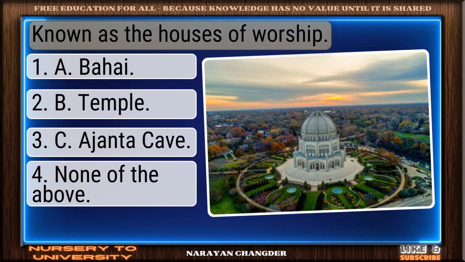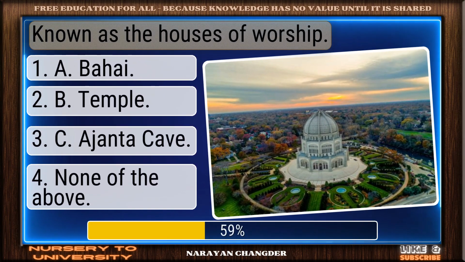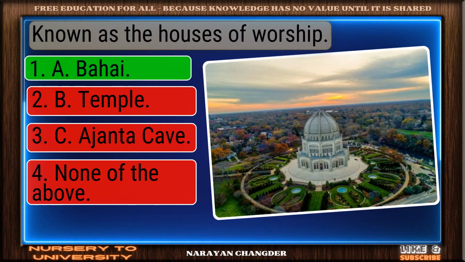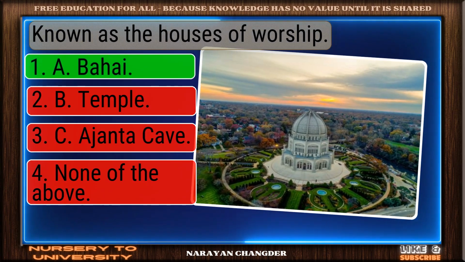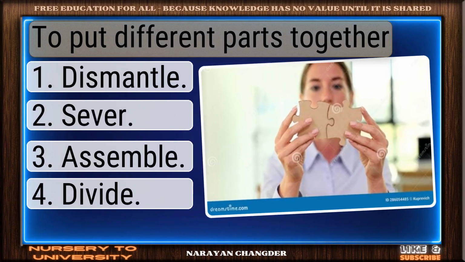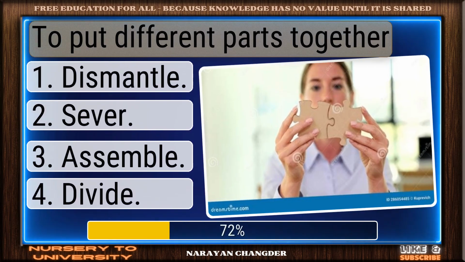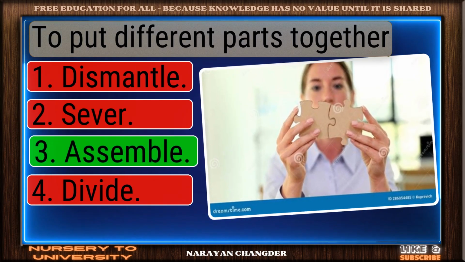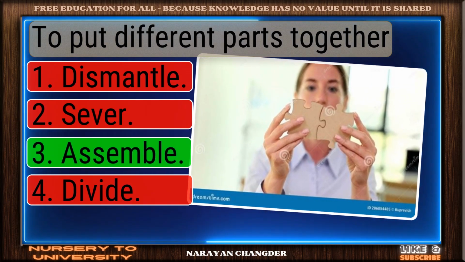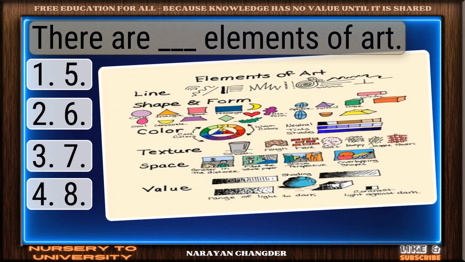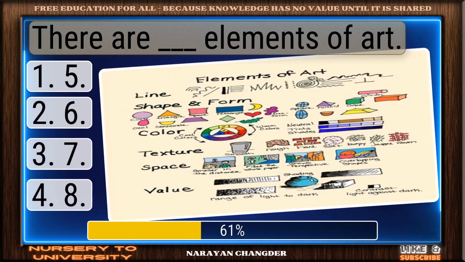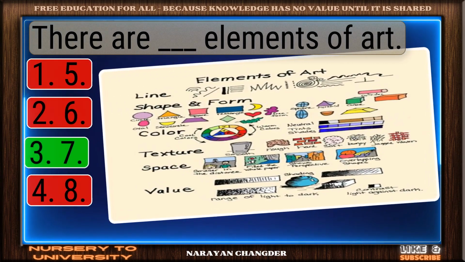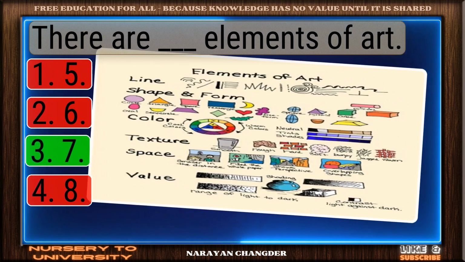Known as the houses of worship. Nice work. You chose Baha'i, and it is correct. To put different parts together. You got it. Your choice, assemble, is right. There are dash elements of art. Nicely done. 7 is a solid answer.